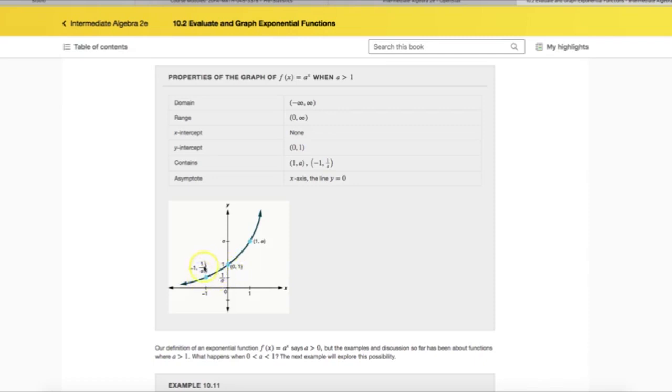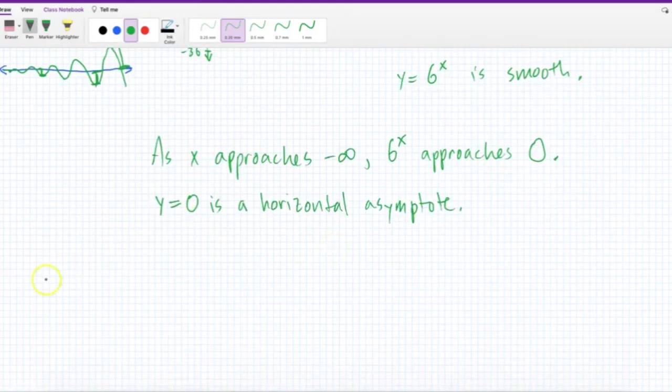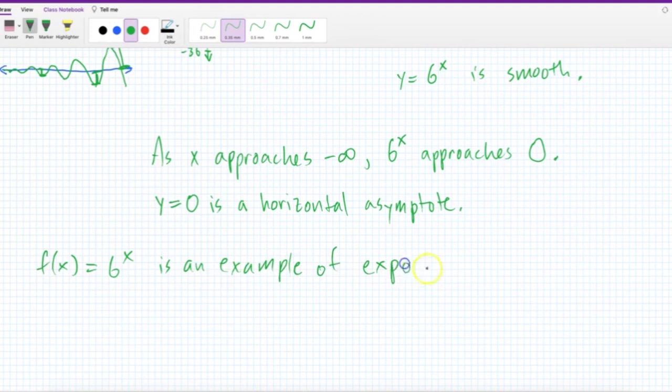As you move to the left, it's going to be 1 over your base, and then 1 over your base squared, and then 1 over your base cubed, and so on. And as you move to the right, it's going to get bigger and bigger and bigger. You're going to start with the actual value of your base, and then your base squared, and your base cubed, and so on. This is what we call exponential growth. So f of x equals 6 to the x is an example of exponential growth.